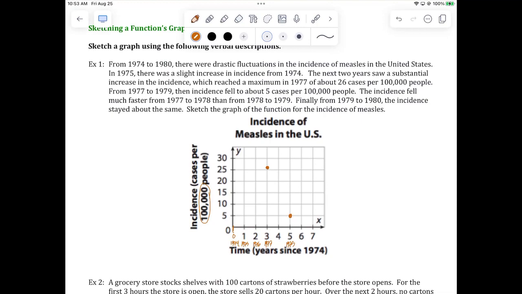From 74 to 1980, it was a drastic fluctuation. Okay, keep reading. In 75, which is right here at 1, there was a slight increase from 74. And then the next 2 years saw a substantial increase. So I want to work backwards, actually. There was a substantial increase from 1975. So as I work backwards from this point, I think I'm just going to have it dropping off kind of sharply somewhere right here. Oops, if you hold it too long, it turns into a line. I want to do it kind of as a curve, like that.